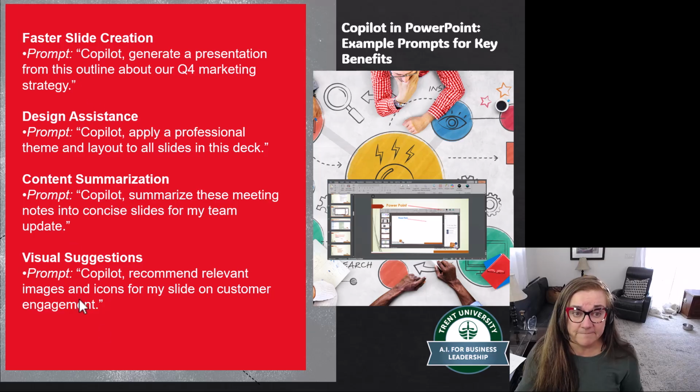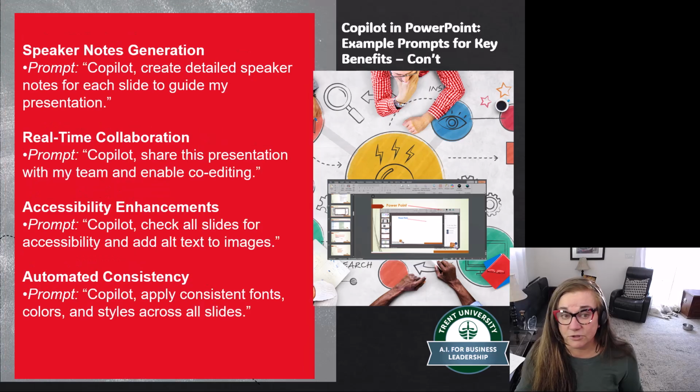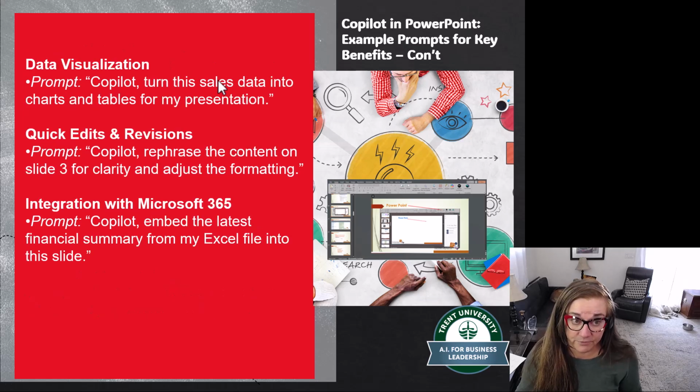And here are some more prompts that you may want to have it help you do. If you're looking for visual suggestions, you can say, Copilot, recommend relevant images and icons for my slide on whichever it happens to be, customer engagement. So that's pretty cool. And I know this image here was created by Copilot within PowerPoint for me on productivity. So I like that image. I've been using it. So that's pretty cool, right? So you can see all sorts of other things that you can do with Copilot here within PowerPoint.